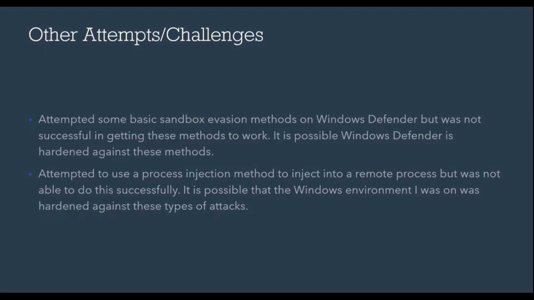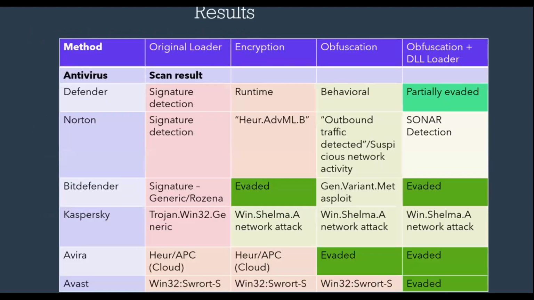So what this basically means is I would take the shellcode and inject it into a remote process. But this was not successful in the Windows environment that I was testing in, and it's quite possible that Windows has mitigations against the particular process injection method that I was using. So here are the results of this test on these 4 different methods.